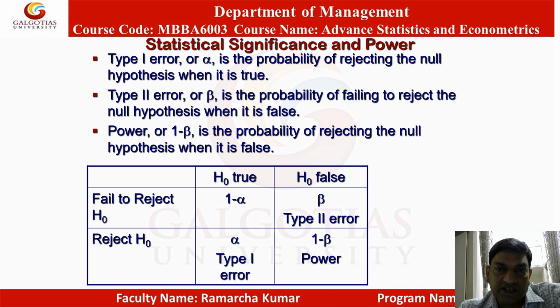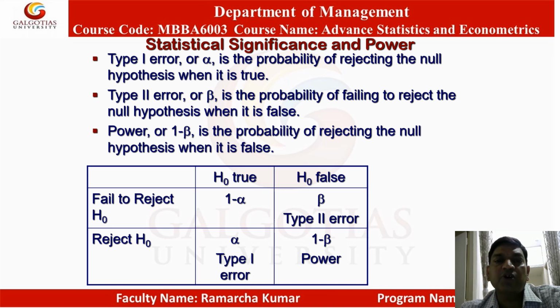Statistical significance and power. Type 1 error or alpha is the probability of rejecting the null hypothesis when it is true. Type 2 error or beta is the probability of failing to reject the null hypothesis when it is false. Power of the test, or 1 minus beta, is the probability of rejecting the null hypothesis when it is false.